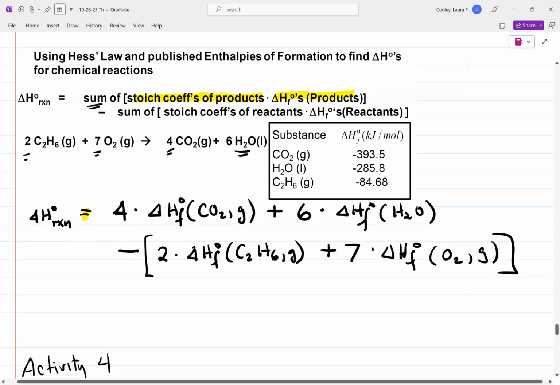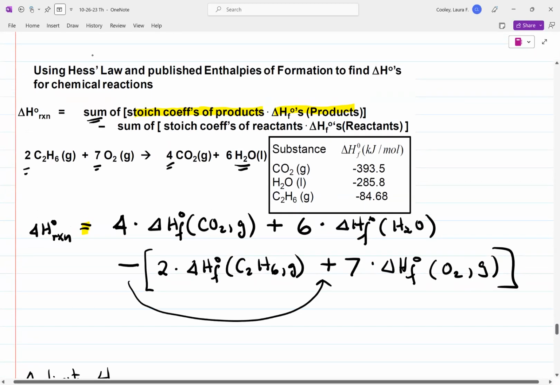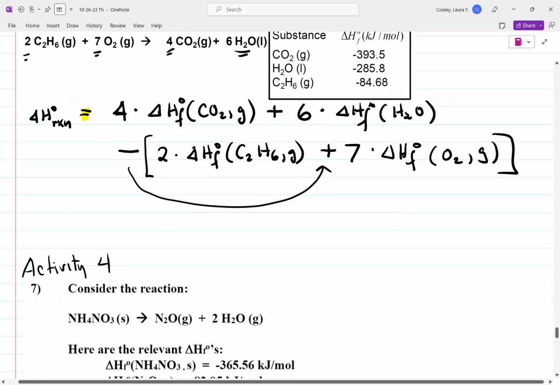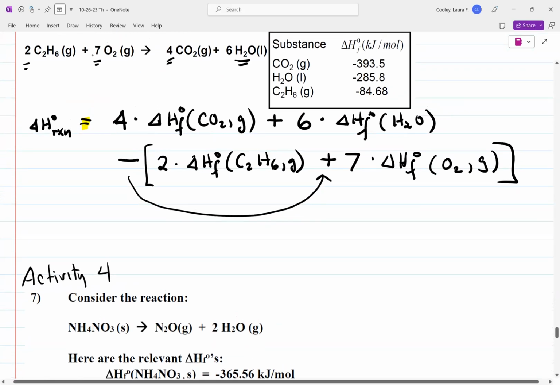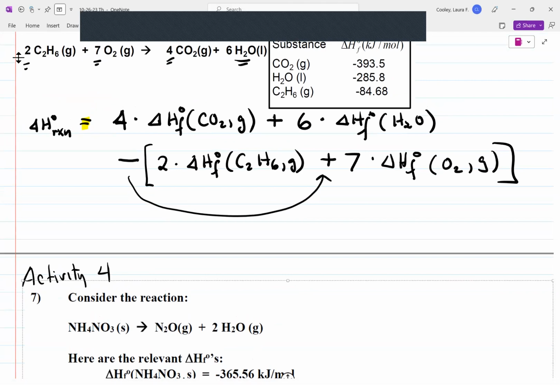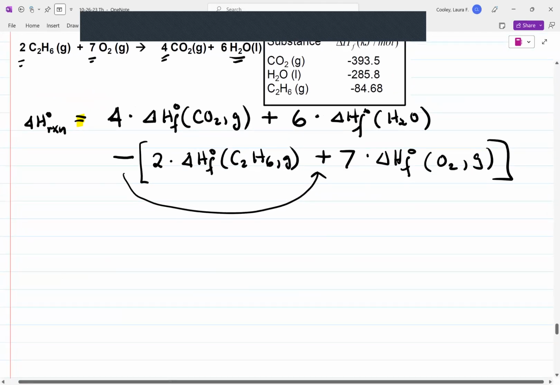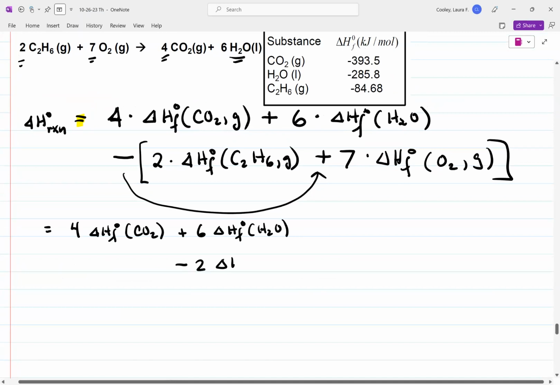So what I do is I tend to distribute this negative sign immediately so that I don't forget to do it, because it's bad if you forget to do it. So I would write this as 4 delta HF0 of CO2 plus 6 delta HF0 of water minus 2 delta HF0 of C2H6 minus 7. See how I distribute the negative sign? So that's the first thing.